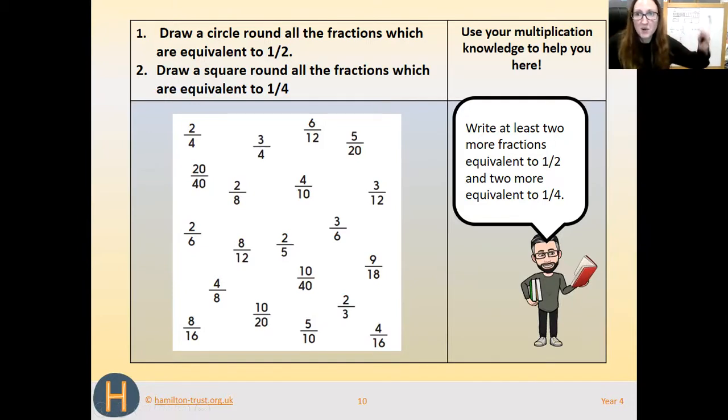You could continue on in a pattern. Okay, you might like to do this as a mind map. So you've got a half in the middle and you are pulling out all the other fractions that are equivalent to a half, and the same for a quarter as well. Okay, just to really secure and cement your understanding on halves and quarters and their equivalent fractions.